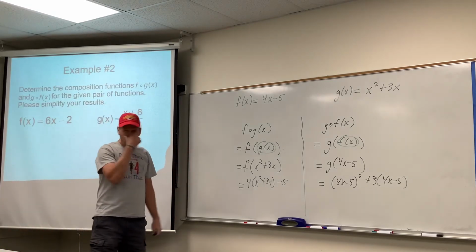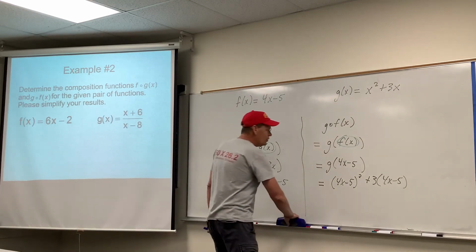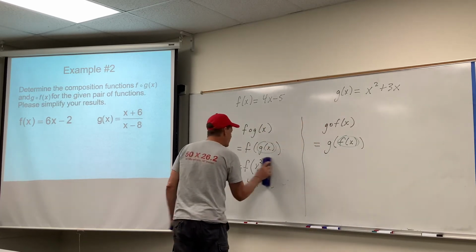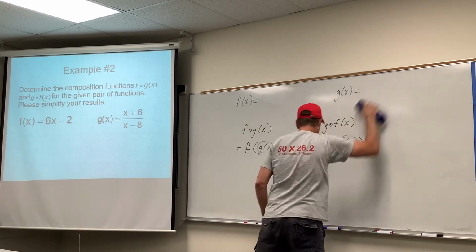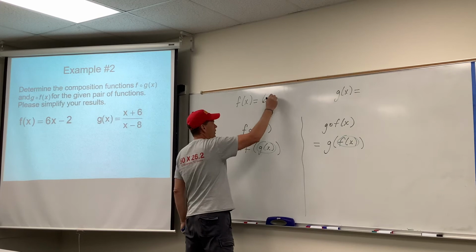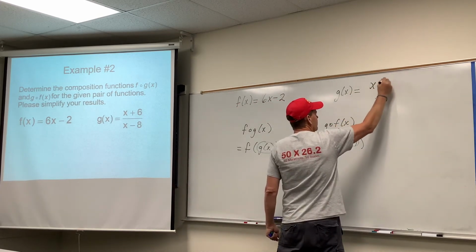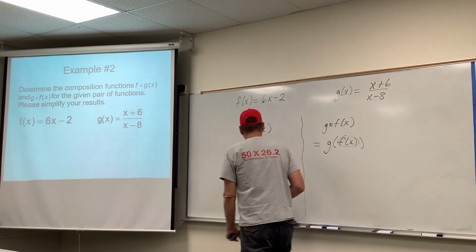Okay, so look, we're done with example 1. Let's go ahead and knock out number 2 while we're at it. So all we're doing here is we're changing the two functions, but we're doing the same thing. All right, so this time f of x is 6x minus 2. Again, let's just call it that expression. And then g of x would be, let's just call it that fraction over there. All right, g of x equals fraction.